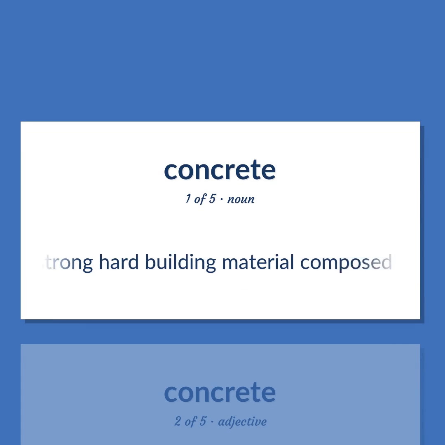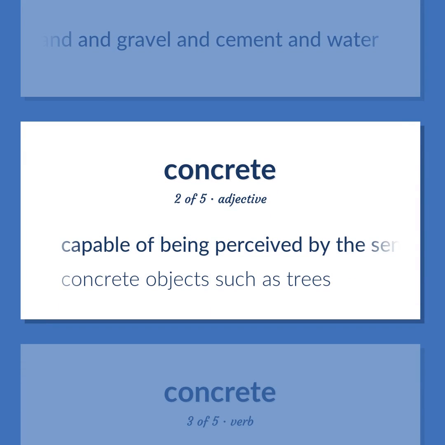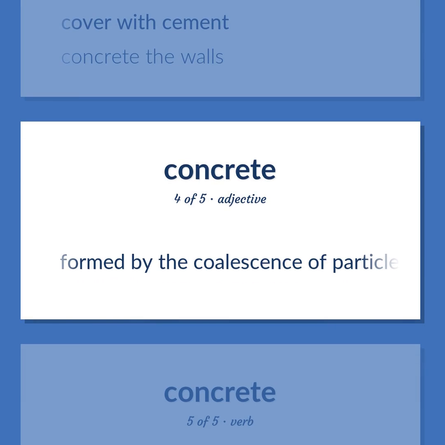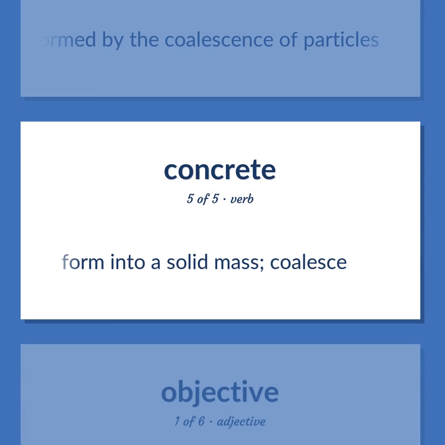Concrete: a strong hard building material composed of sand and gravel and cement and water. Capable of being perceived by the senses, not abstract or imaginary. Concrete objects such as trees. Cover with cement. Concrete the walls. Formed by the coalescence of particles. Form into a solid mass, coalesce.